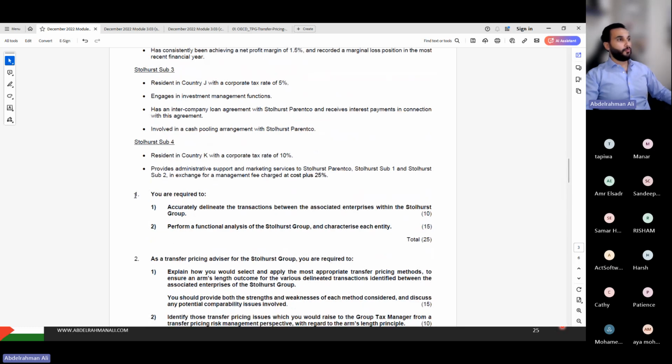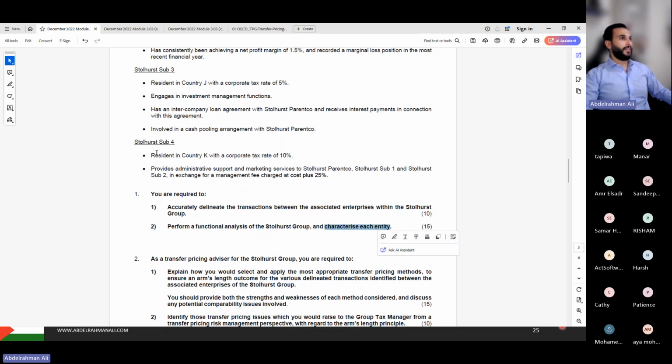Answer question number 1.1, and start to do the delineation of transactions. It's very important to do it. And then you will have to start to do your functional analysis by listing the assets, risks, functions of each entity. By listing and analyzing the functional analysis, you will be able to characterize each entity.